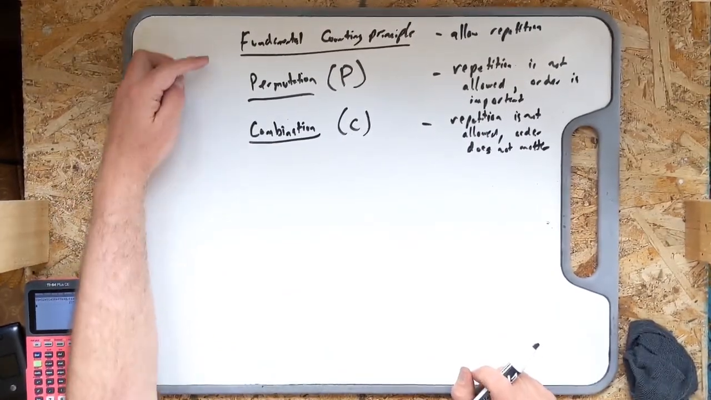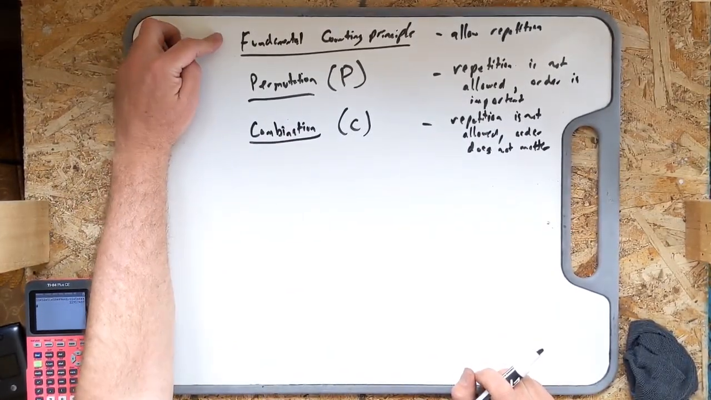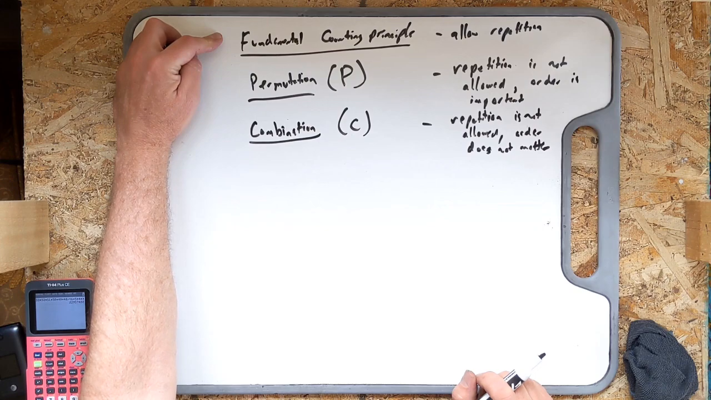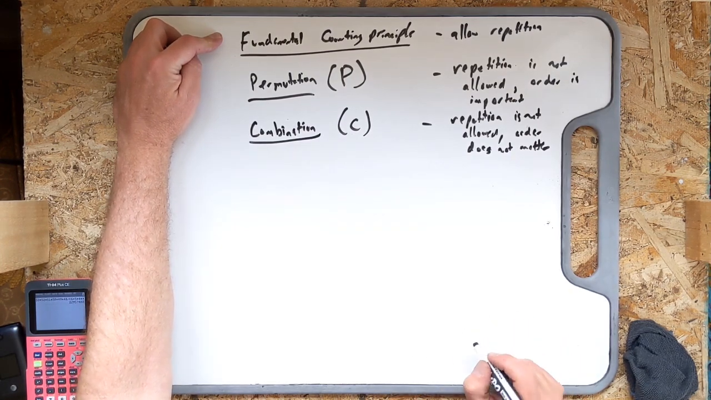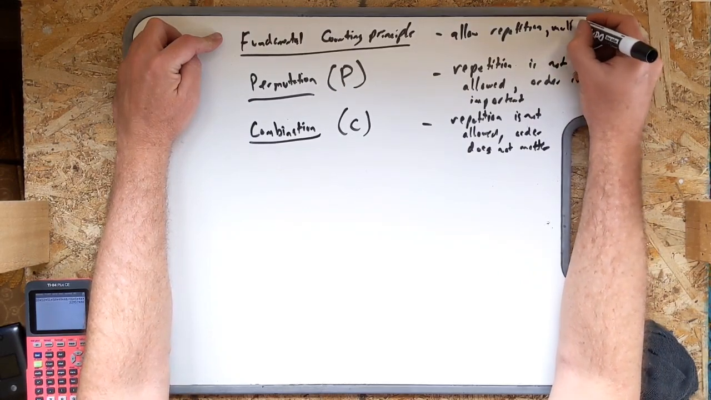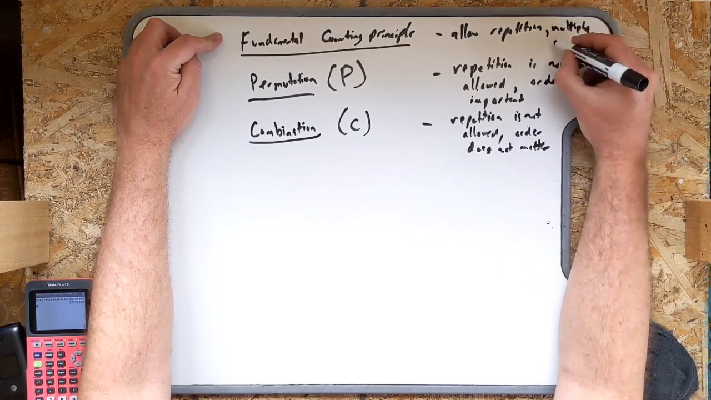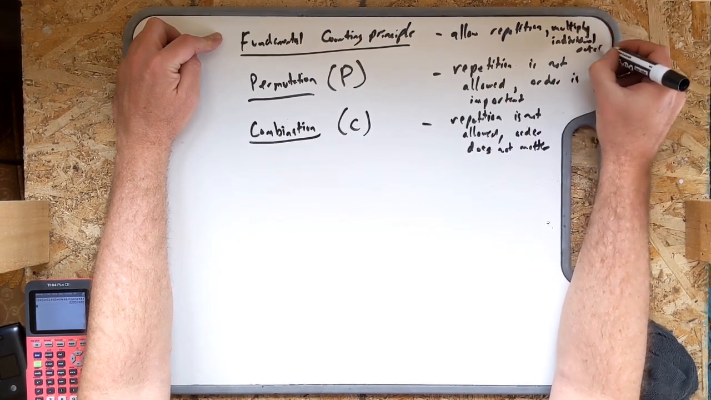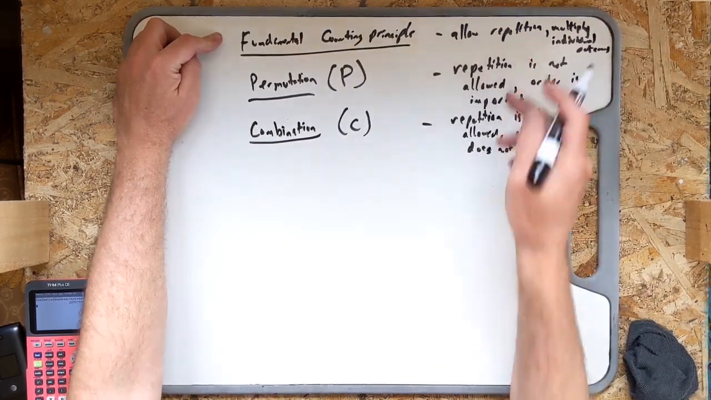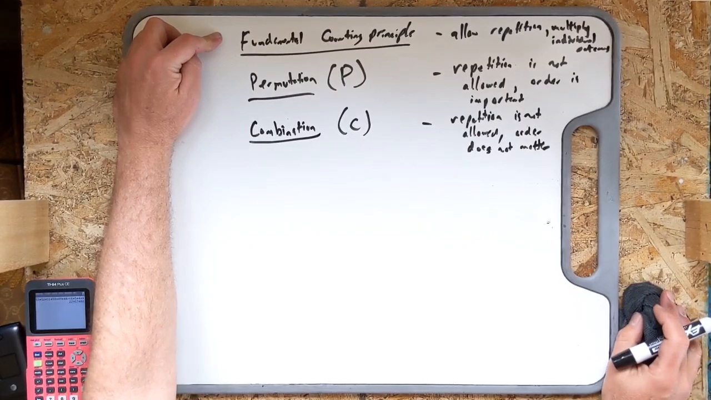And let me just review this first and I'll give you the homework. We reviewed the fundamental counting principle, which just basically says multiply numbers together of each individual event, and that gives you the total number of events. So multiply individual outcomes to get the total number of outcomes. And repetition is allowed for the fundamental counting principle.